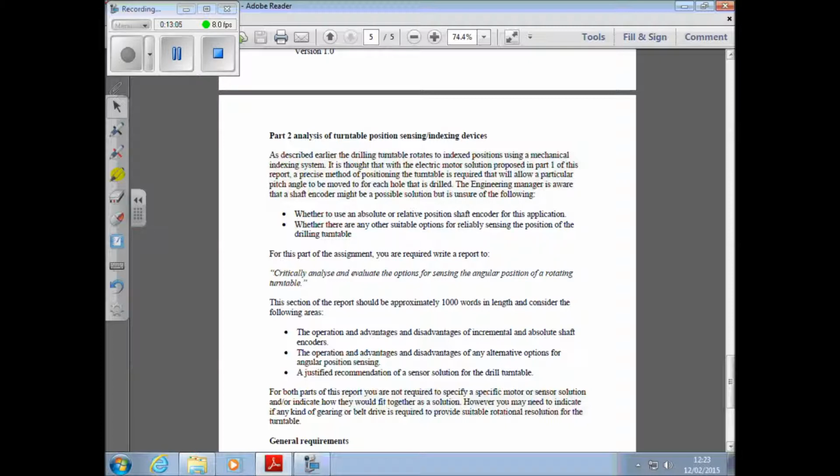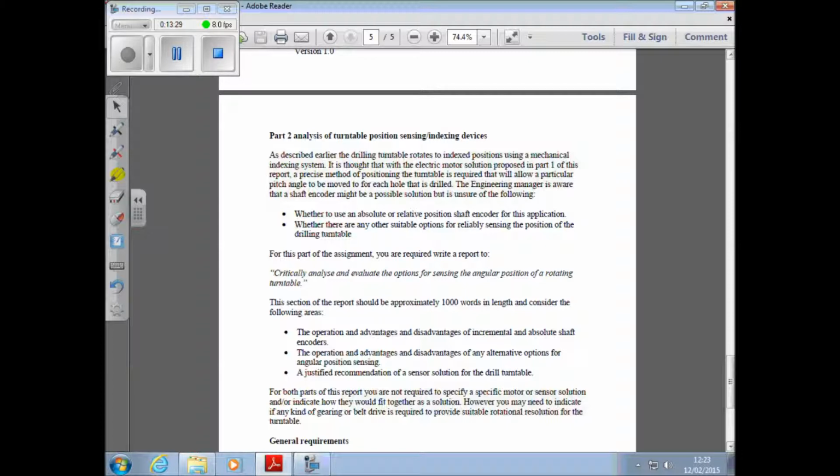Okay. The engineer and manager is aware that a shaft encoder might be a possible solution, but is unsure of the following. Firstly, whether to use an absolute or relative position shaft encoder for this application, and whether there are any other suitable options for reliably sensing the position of the drill and turntable.